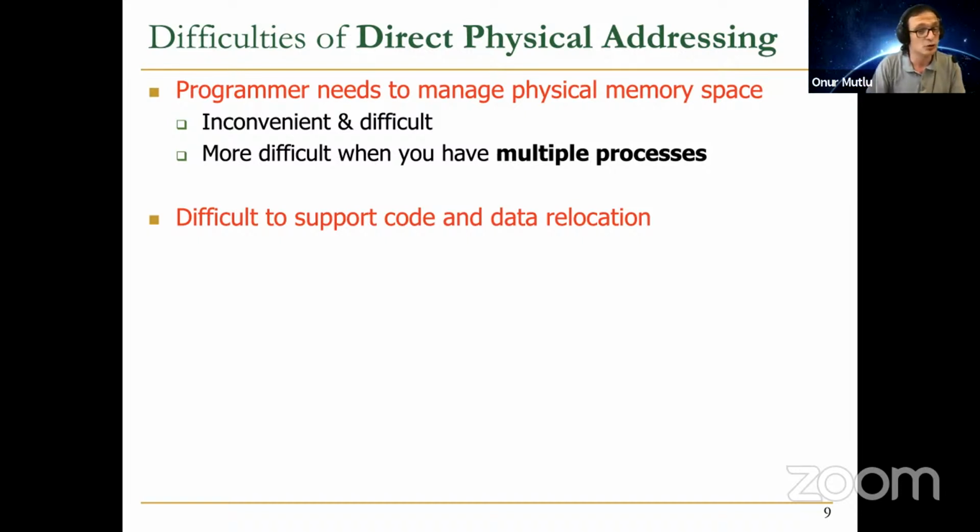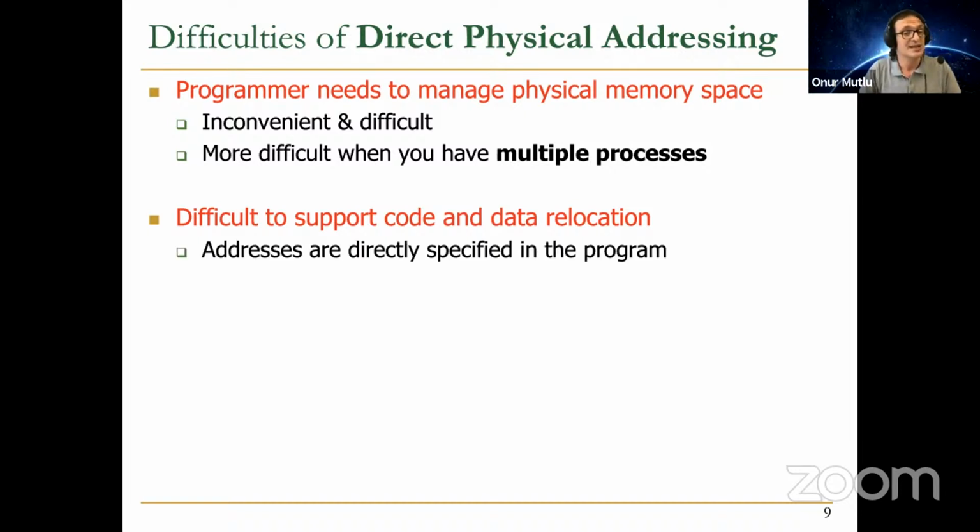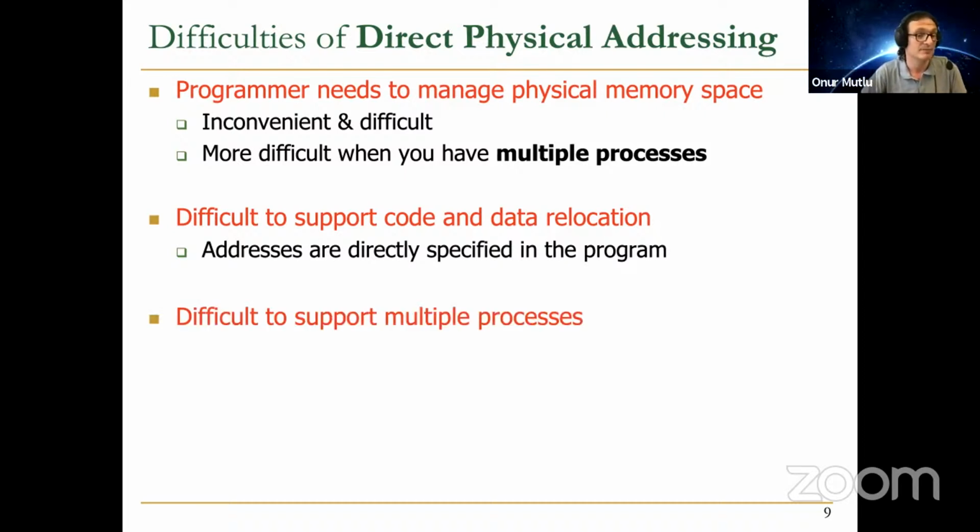It's difficult to support code and data relocation because addresses are directly specified in the program. You basically say physical address 5. But what if that physical address 5 is also referenced by some other program, for example? Or what if you want to relocate it for whatever reason, right? And it's not easy to do this, basically, if you have direct physical addresses.